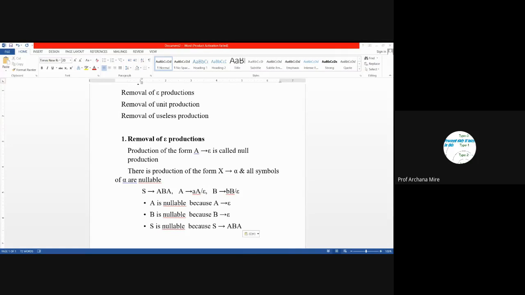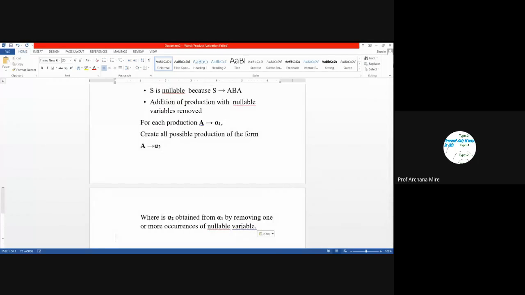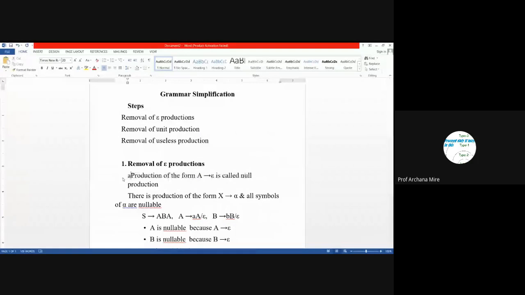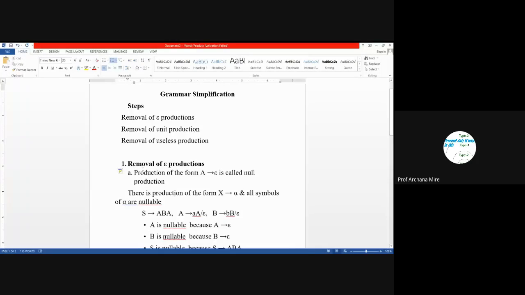Once we have identified nullable symbols, then what will we do? We will add some new production rules in the same grammar by removing those nullable symbols. So that rule is defined like this. There are basically two steps for removing nullable production. First step is this: for productions of the form A leading to alpha, identify nullable symbols. If there is a chain rule, by using that chain rule, identify nullable symbols.